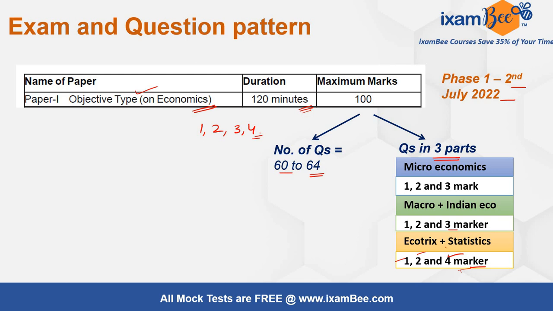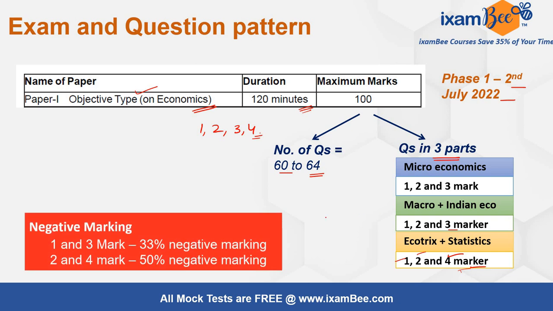If I talk about the negative marking, yes, there is negative marking, and again this depends on the marks for each question. The 1 and the 3 marker questions have a 33% negative marking, while the 2 and 4 marker questions have a 50% negative marking. So this is based on the past trends of exams that have happened for DEPR. This is how the paper is mostly structured.